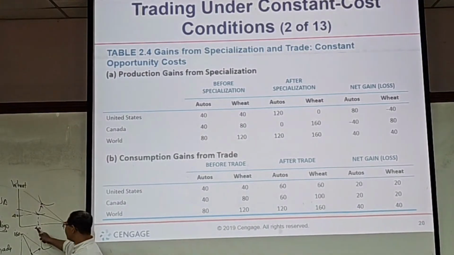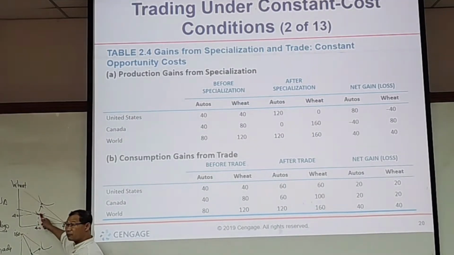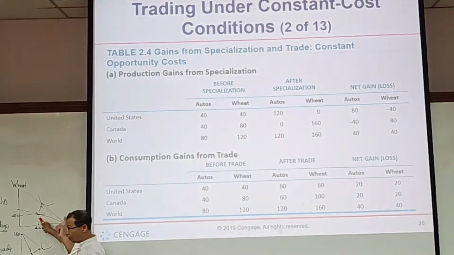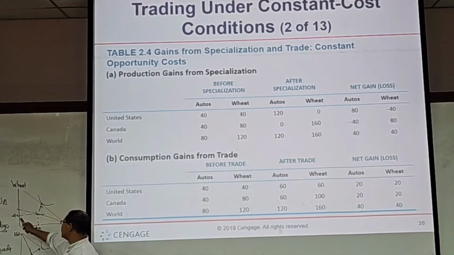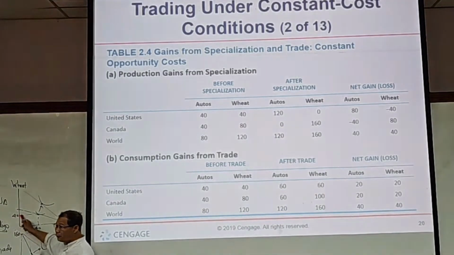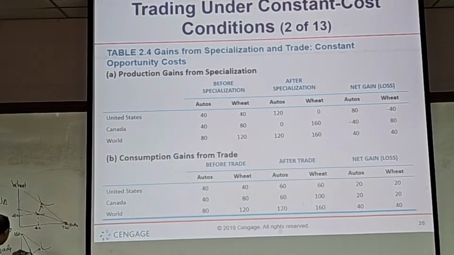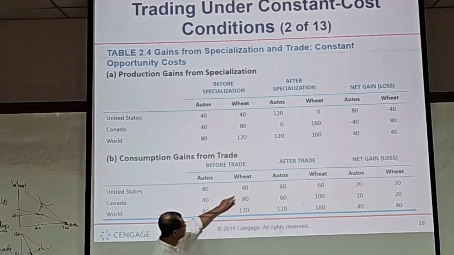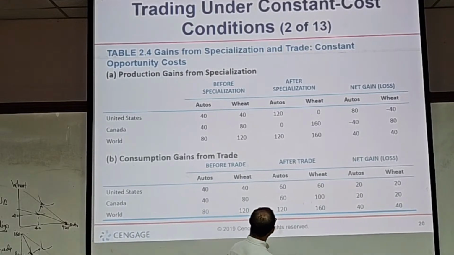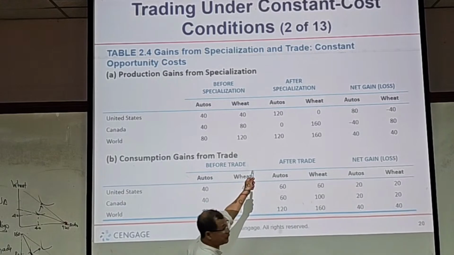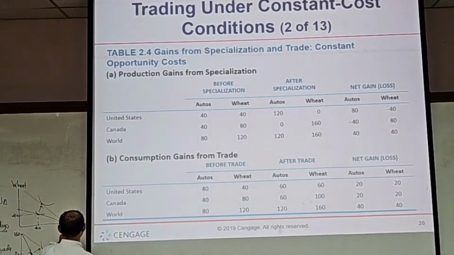United States produces 40 autos, and also consumes 40 autos. United States produces 40 wheat, and also consumes 40 wheat. The world is a combination of those added together. Now after trade with specialization, complete specialization, 120, zero.